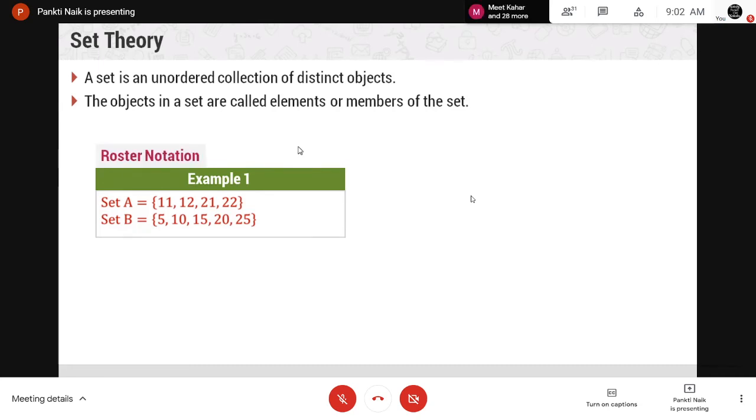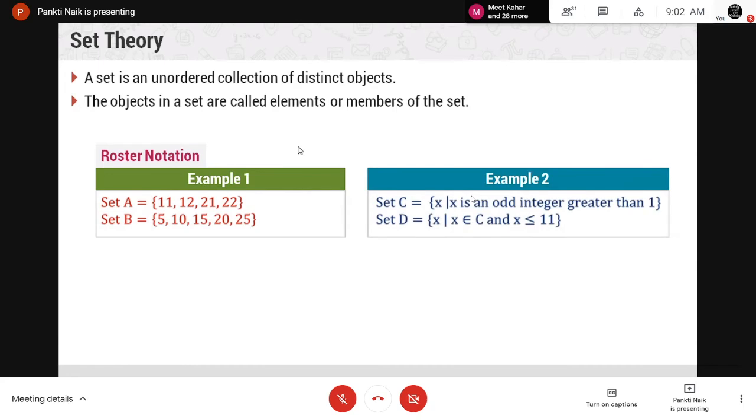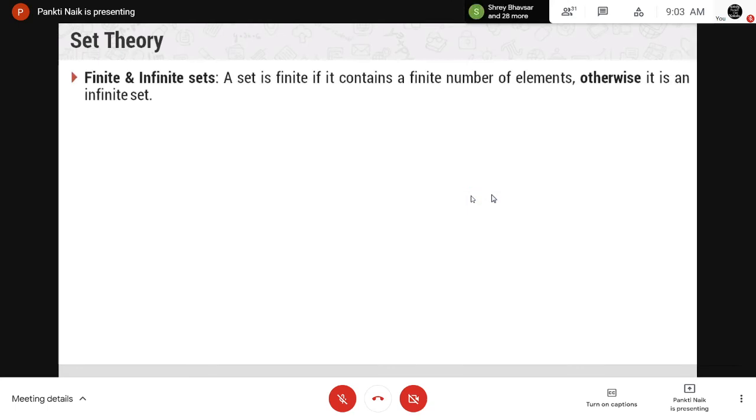So this is known as roster notation. Next, we can represent this. This is known as set builder notation. Capital letters for set name, right? Then we can represent the elements of set like this: x, such that x is an odd integer greater than 1. So in this set, all the numbers which are greater than 1, right, and all the odd numbers are the members of this particular set, right? So in this way we can represent the set also. It is known as set builder notation, right?